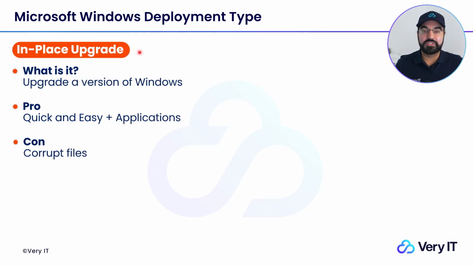In-place upgrade is traditionally used when you're upgrading the version of Microsoft Windows. Now, it is very quick and easy in that you have a wizard and a graphical user interface to follow the steps along. And the great thing is you get to also carry forward your applications. However, the con is that you carry forward all your files, including those that are corrupt, and may cause you issues post-upgrade.